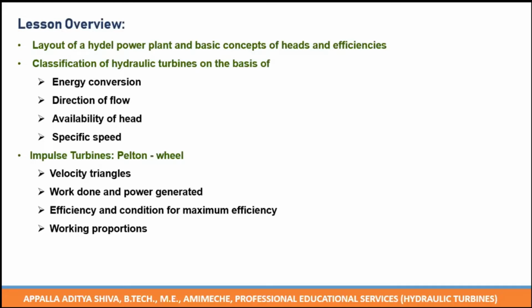In impulse turbines, we'll be dealing with the velocity triangles. We'll study the work done equation and the power generated. Then we'll have the derivation of the efficiency, and we'll derive the condition for maximum efficiency. At what particular specific turbine parameters we'll have maximum efficiency.